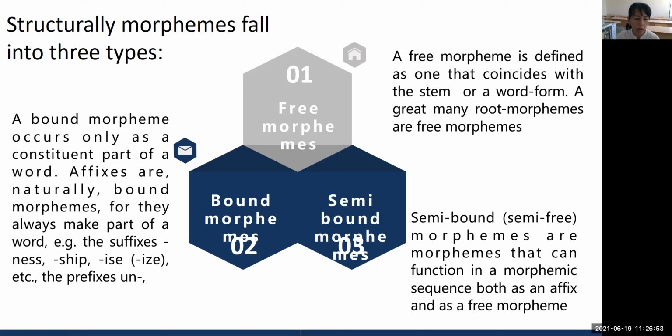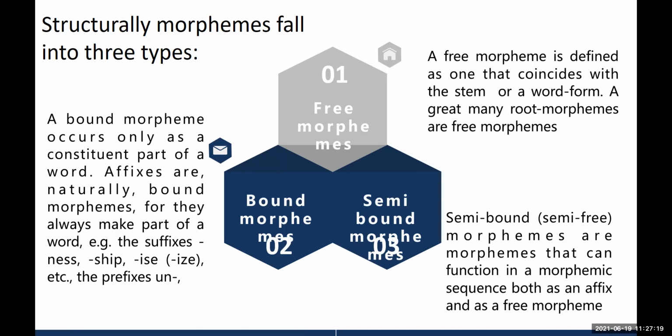For example, behave. Behave is the one free morpheme. And the bound morpheme occurs only as a constituent part of a word. Affixes and inflections are naturally bound morphemes, because they always make part of a word. The suffixes -ness, for example, or prefixes un-, im-, are bound morphemes.